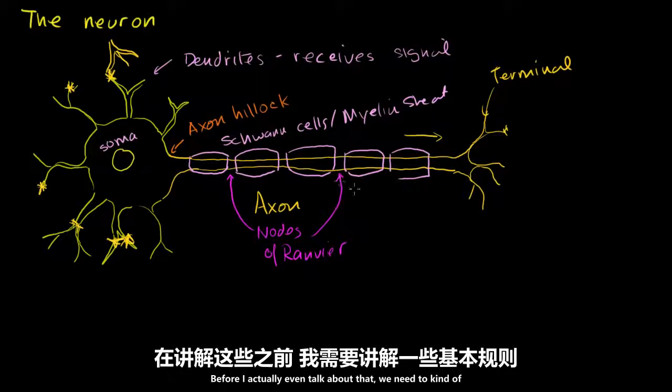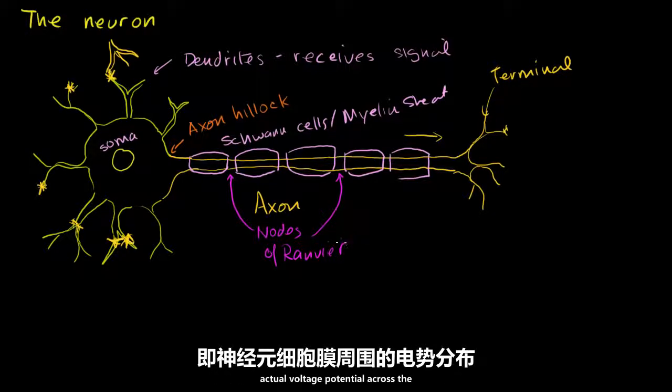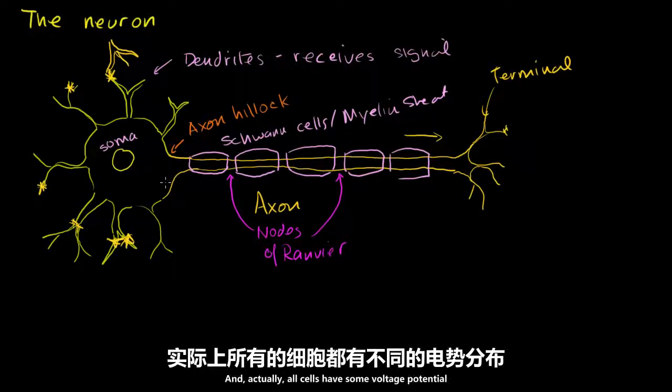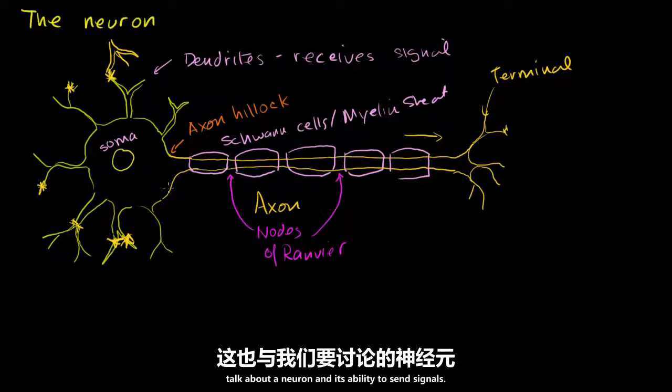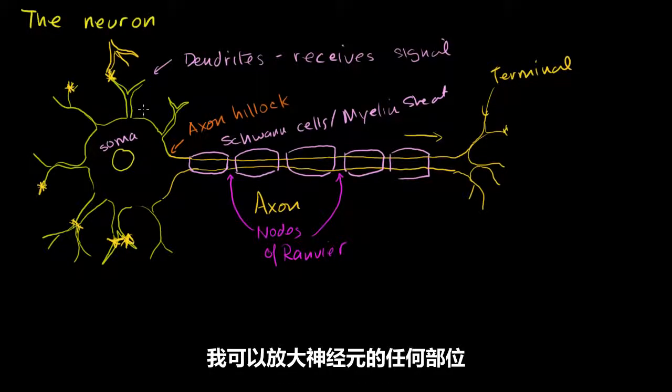And before I actually even talk about that, we need to lay the ground rules, or a ground understanding, of the actual voltage potential across the membrane of a neuron. And actually, all cells have some voltage potential difference, but it's especially relevant when we talk about a neuron and its ability to send signals. So let's zoom in on a neuron's cell. So let me just zoom in.